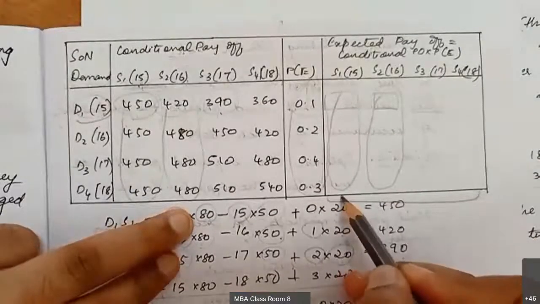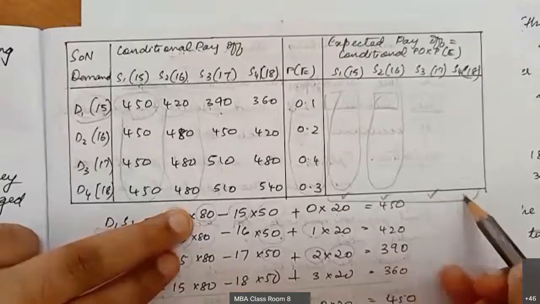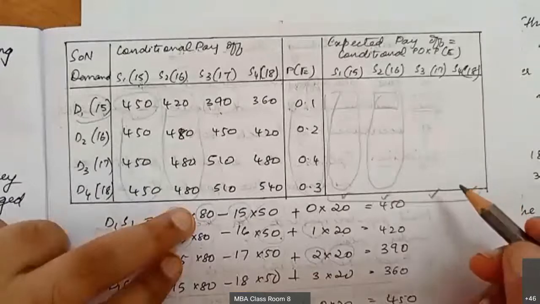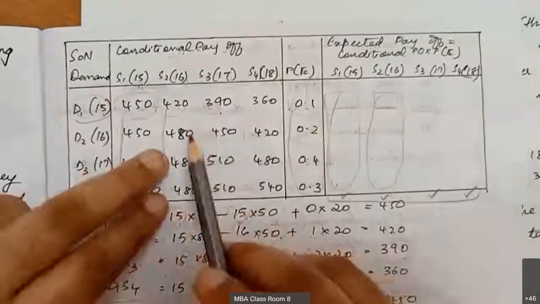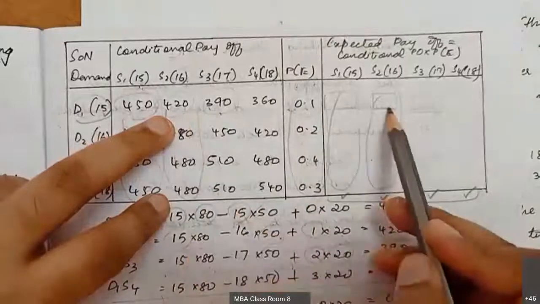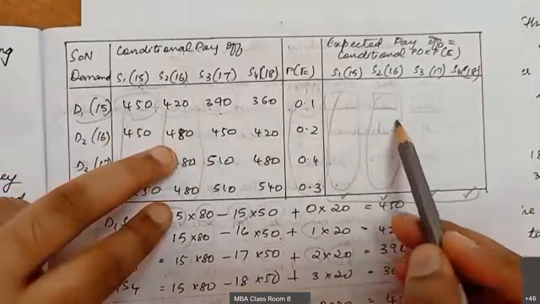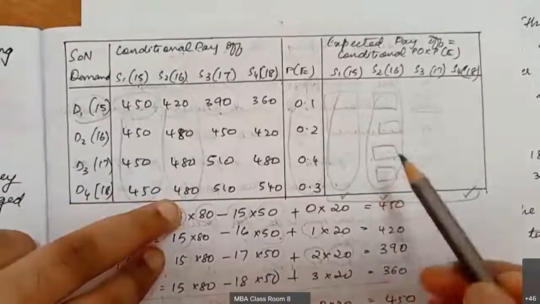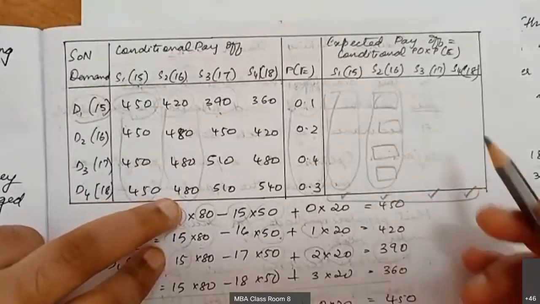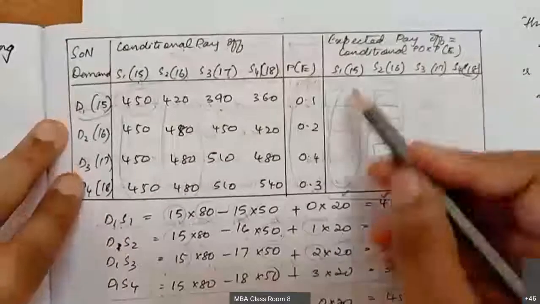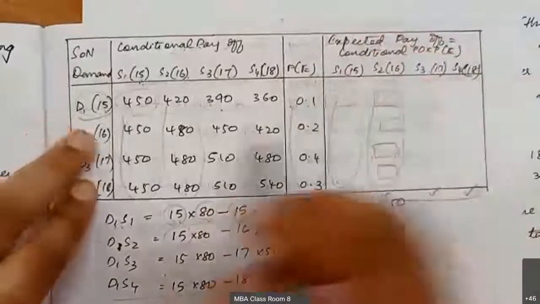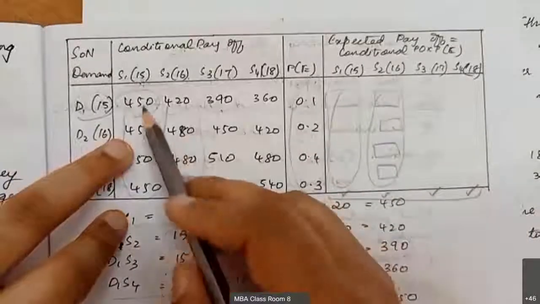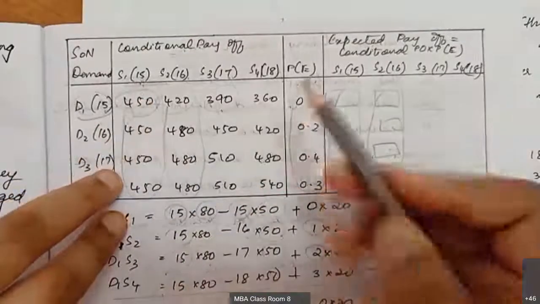Add this column wise. Here you will get a value, here and here you will get a value. Check out which is the maximum value and that will be your highest EMV. Is it clear? Here, 420 into 0.1 I will write over here. 480 into 0.2, 480 into 0.4, 480 into 0.3 I will write here. But see, this is taking so much time. So leave this, don't do this. Just calculate it in one go. 450 into 0.1 plus 450 into 0.2. You are actually multiplying these two columns and then adding it.